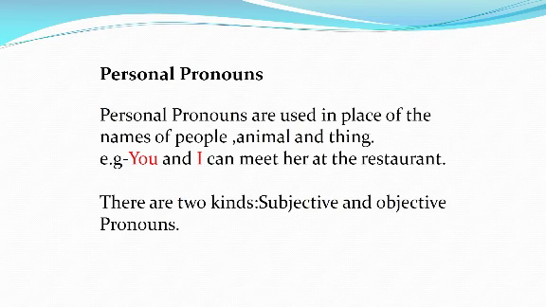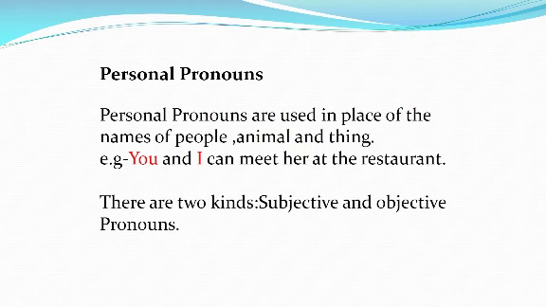Now start with personal pronoun. Personal pronouns are used in place of the names of people, animals and things. That means those pronouns which stand for the three persons: first person, second person and third person. Here an example is: you and I can meet her at the restaurant. Here you and I are pronouns.